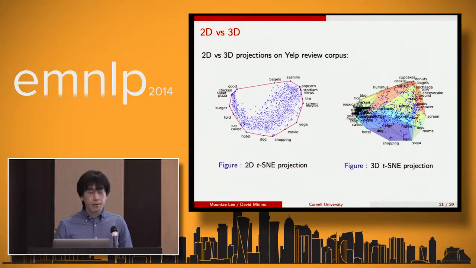And this figure illustrates two-dimensional versus three-dimensional projection. There is one interesting property here. If we increase the dimensionality we project down to, then we could discover more vertices like this. So tuning the dimension of projection could be a way to explore a different number of topics.